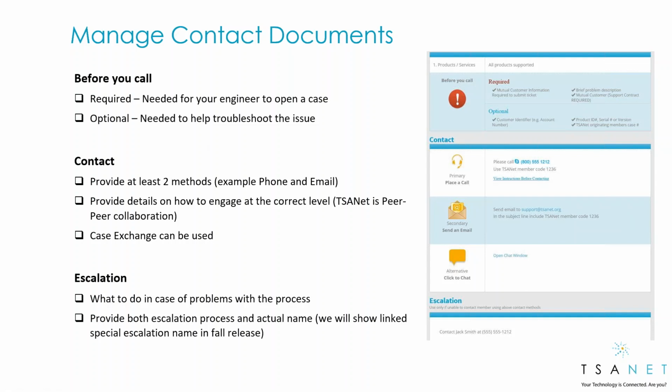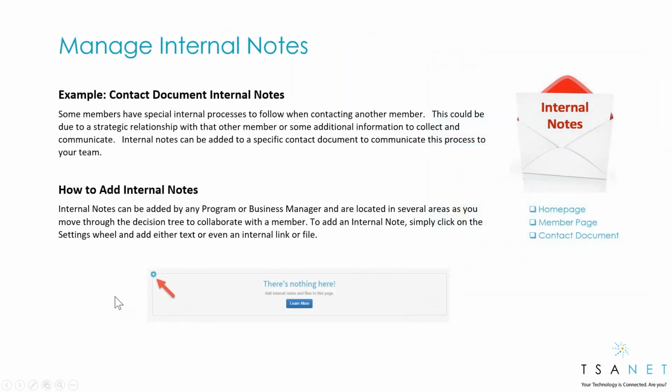Okay. I'll go through these next couple of slides, and then we'll turn it over to Paul here. This is another area that several companies are taking advantage of. I'd actually like to see it more widely adopted within TSANet, and it's called internal notes. And this is the ability for you to post information all the way down from after you click on a company in the directory, all the way down to maybe different relationships, to all the way down to that specific contact document. You can add an internal note that only your engineers will be able to see.